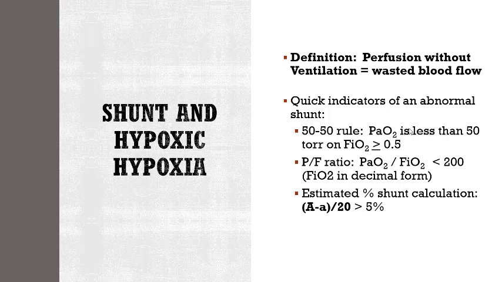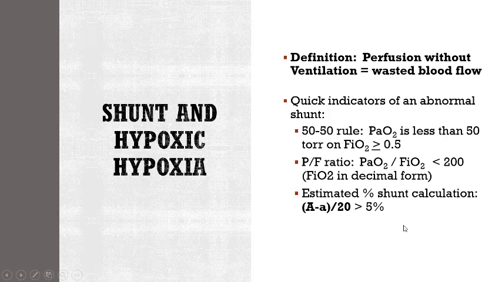There's no ventilation available for that. If you have a PF ratio of less than 200, and what a PF ratio is, is just taking your arterial oxygen content divided by the FiO2 that you're on, and use the FiO2 in a decimal form, and if it's less than 200, you have a shunt.